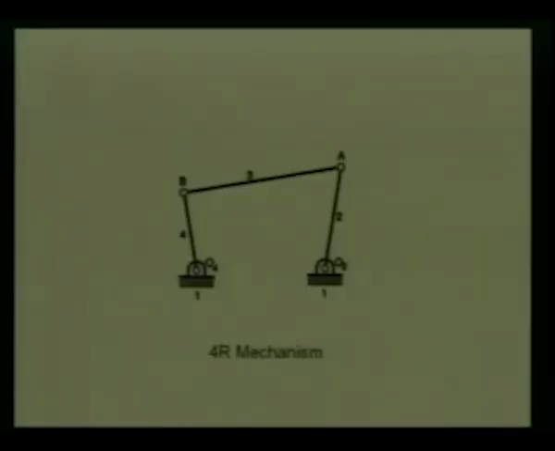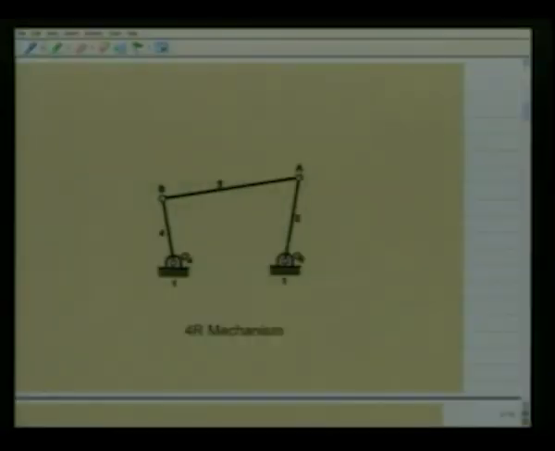To start with, we consider a four-link planar mechanism with four revolute pairs. As we see, in this four-link planar mechanism, there are four revolute pairs: one at O2, one at O4, one at A, and the other at B. The four links are numbered 1 as the fixed link and 2, 3, 4 as the moving links. These two hinges at O2 and O4, which are connected to the fixed link, are called fixed pivots, and the revolute pairs at A and B are referred to as moving hinges.